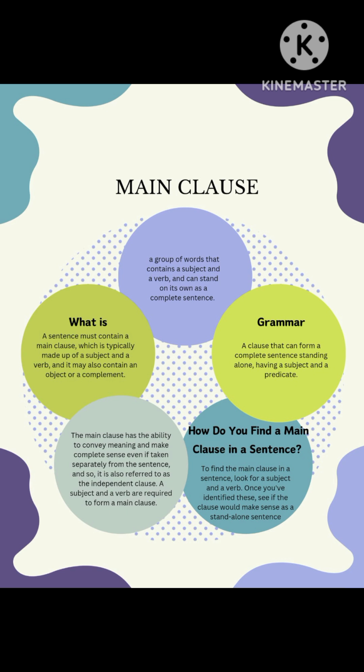How do you find the main clause in the sentence? To find the main clause in a sentence, look for a subject and a verb. Once you've identified this, see if the clause would make sense as a standalone sentence. If this is the case, then you've probably found the main clause.